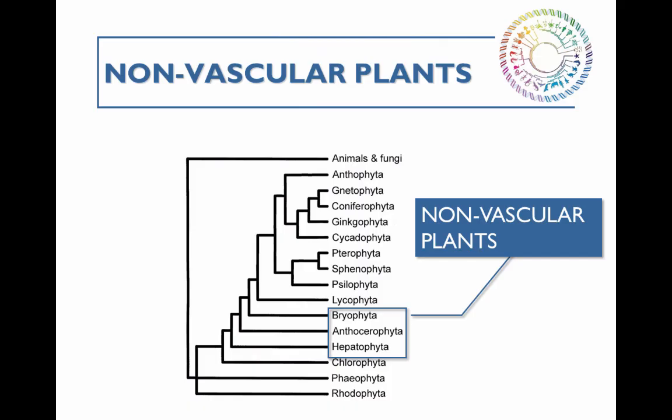So the non-vascular plants form the basal three branches within the true plants. There are three separate groups here: the hepatophyta, the anthocerophyta, and the bryophyta. And I'm going to talk about all three in turn. In the latter part of this lecture, I'll be talking about the hepatophyta, and then in the next lecture, I'll talk about the other two groups.